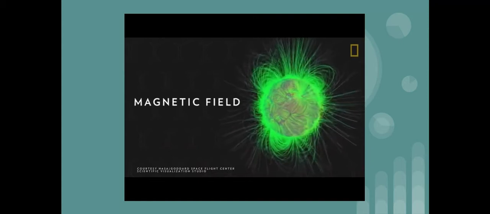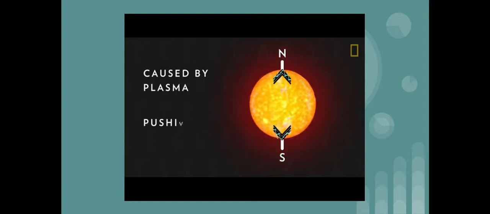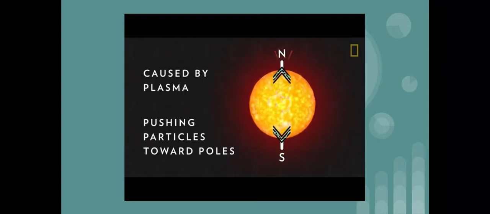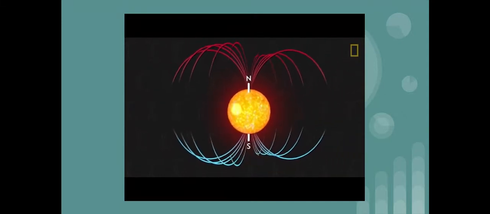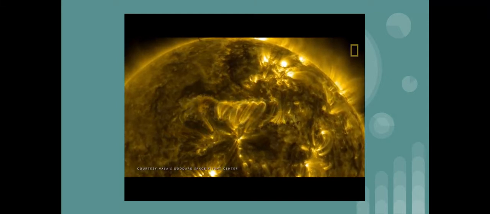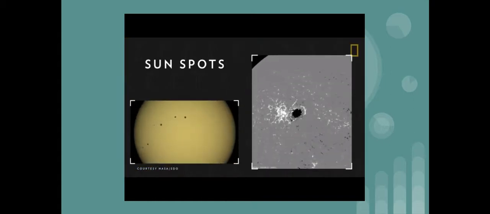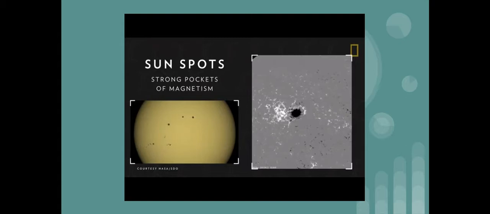Another critical property of the sun is its magnetic field, which encapsulates the entire solar system. Called the heliosphere, this force field protects the planets from harmful cosmic radiation. It's caused by the sun's plasma pushing electrically charged particles toward the star's poles. This process turns the sun into a giant magnet. Although the sun's magnetic field is invisible to the naked eye, its effects are noticeable. On the sun's surface are dark areas called sunspots, which mark strong pockets of magnetism.